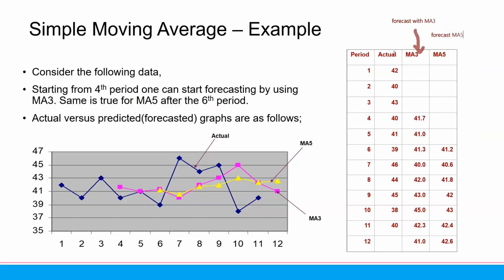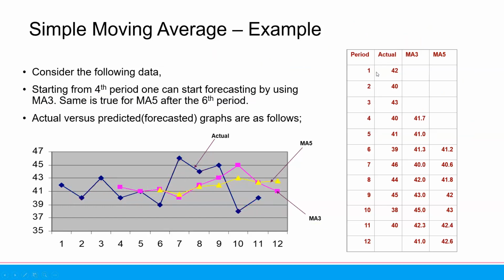We say that this is the actual value, and this is the predicted or forecasted value. You can plot it. This is the actual data, the blue color is the actual data. Then you can plot the MA3, which is in the pink color, and the yellow color is the MA5.